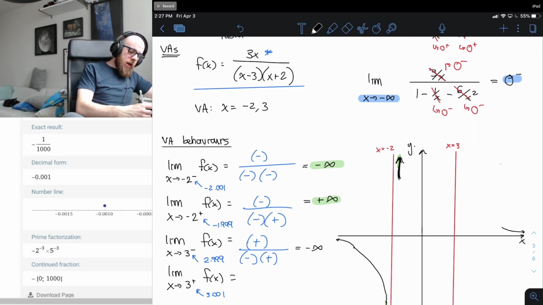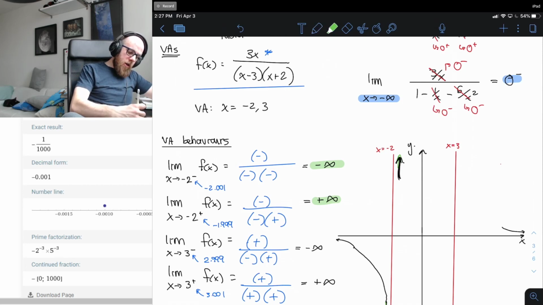And let's imagine plugging in a number slightly above 3. So I get 3 times something slightly above 3. That's going to be positive. Divided by, I have 3.001 minus 3. That's actually going to still be a little bit positive. And then 3.001 plus 2 is going to be slightly positive. So when I do that, I get positive infinity.